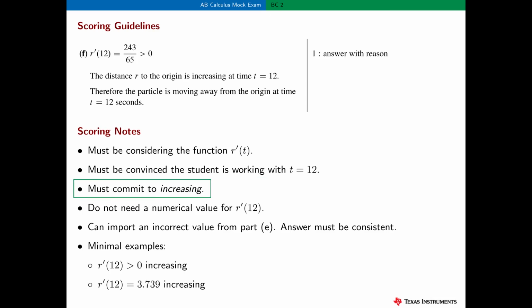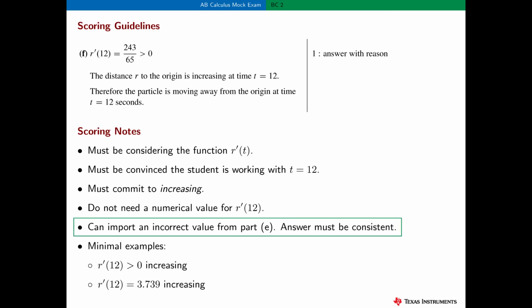The student must commit to the answer increasing. That is, they cannot conclude that r prime of 12 is greater than 0 and stop. They must reach the correct conclusion. The student does not need to report a numerical value for r prime of 12. We didn't ask for one in this part of the problem. They can simply look at their result in part E and indicate that r prime of 12 is greater than 0. And then, of course, conclude that the distance is increasing.